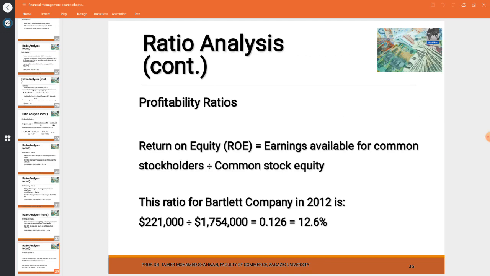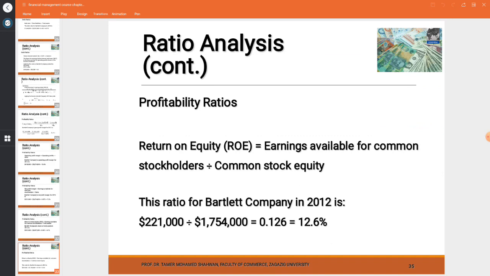Another important ratio related to profitability is called return on equity, ROE, which is net profits or earnings available for common stockholders, divided by common stock equity, or sometimes just equity. In some textbooks, they take net income divided by the equity of the firm. This will give you what we call the return on equity. In our example, this is net profit. We divide it by the equity of the firm. It will give you 12.6%.